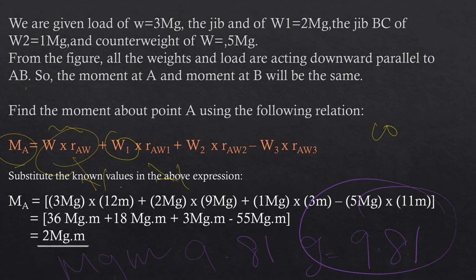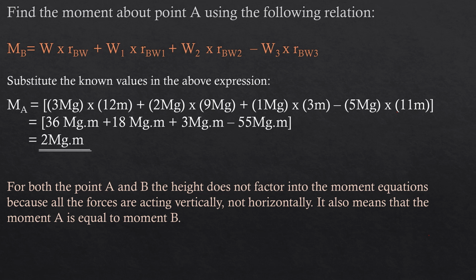Now let us check the moment at B. As I said, the moment at A and moment at B will be the same. Here it's the same procedure. Moment at B: 3 into 12, 2 into 9, 1 into 3 minus 5 into 11, because it was given as counterweight, so it's taken as negative. That is 36 plus 18 plus 3 minus 55, which gives you 2. As I said, if you want it in Newton meter, you have to multiply it by 9.81. So that's it, and here I have given the answer for both points A and B.